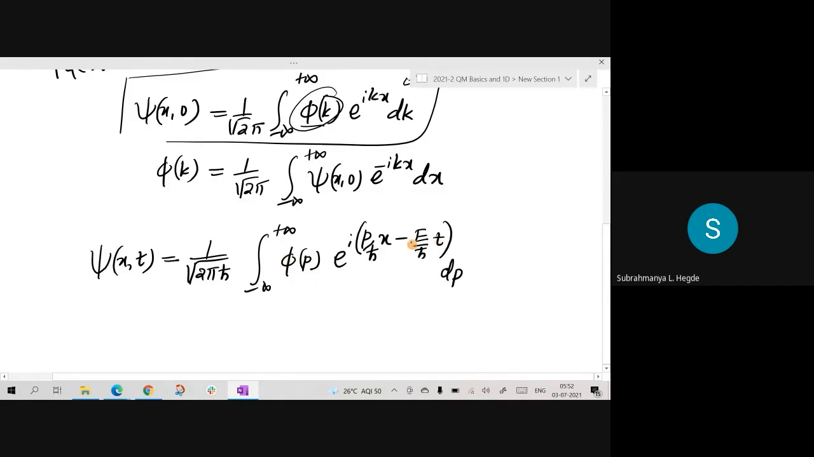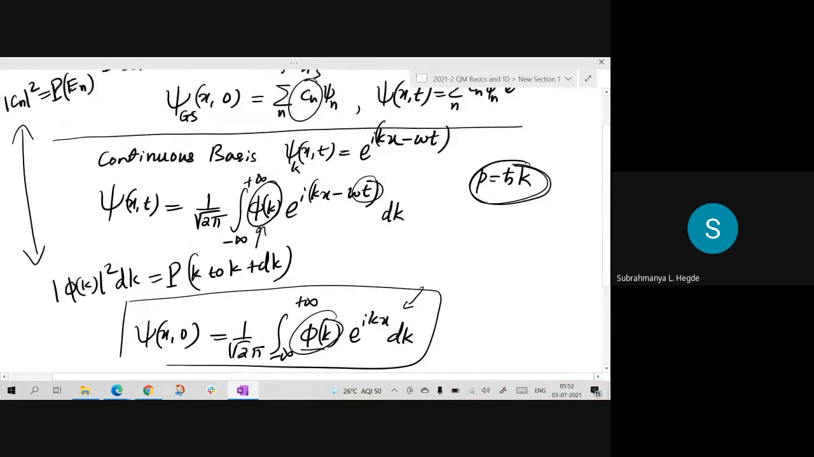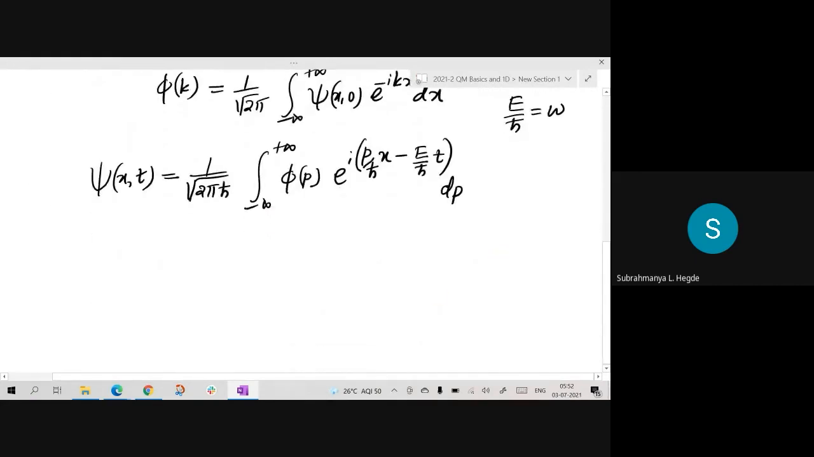Again, E by h bar is omega. That's what we have written earlier. E by h bar is equal to omega, or E is equal to h bar omega. I hope you can see all of this.